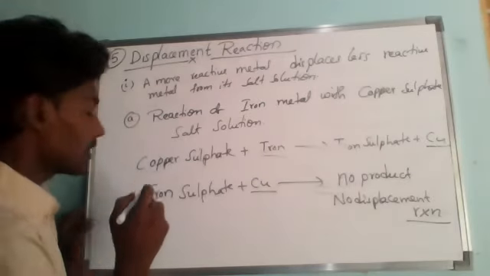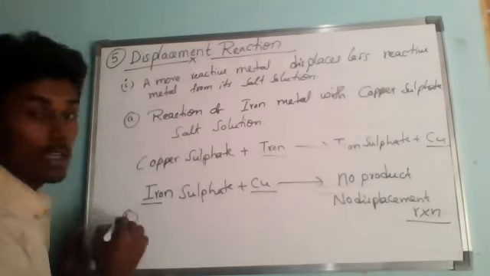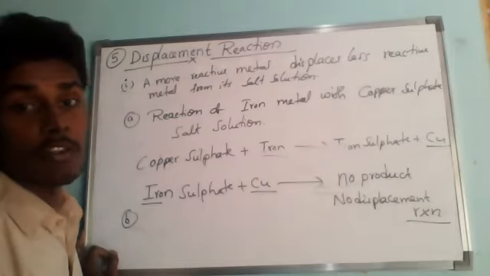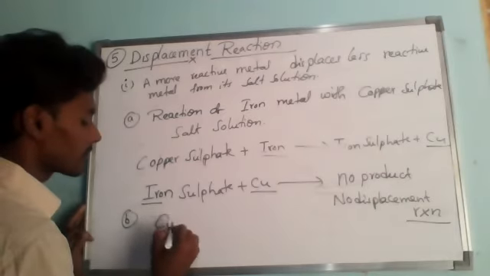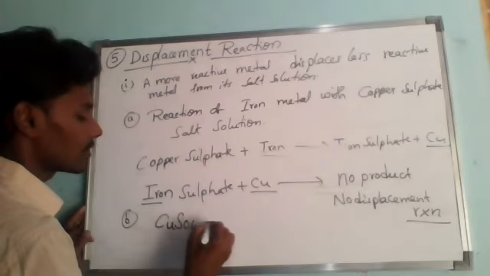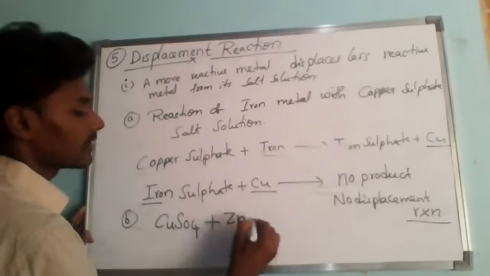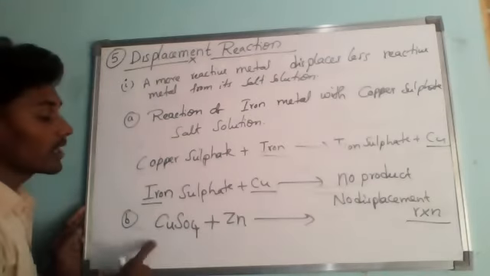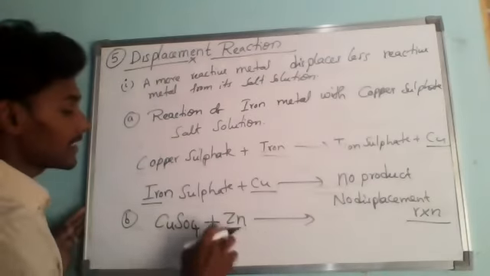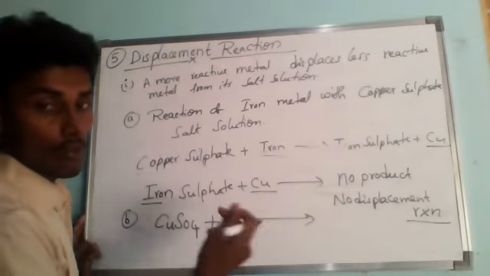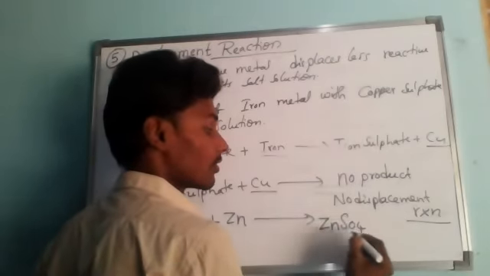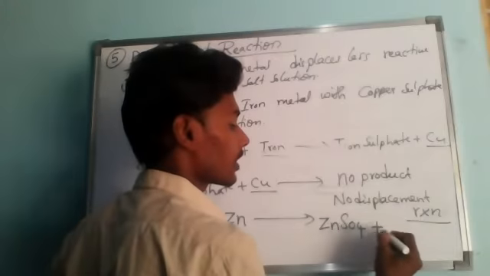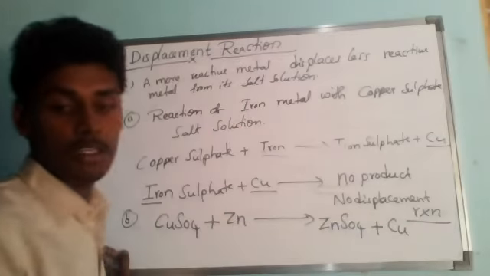Understand? Like that, let me come to the next reaction, B: reaction of zinc metal with copper sulfate solution. Let me say the same thing again, using symbols now. CuSO4, copper sulfate solution. If we add zinc, the reaction will take place because zinc is more reactive than copper. So we get a product called ZnSO4. You have to note it down. Zinc sulfate, plus we get copper as a separate metal.